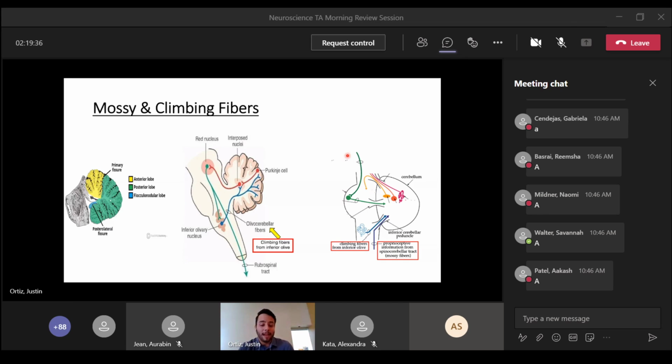The only thing that's climbing fibers is when it comes from the inferior olive. So when there's a signal from the inferior olive to the cerebellum, it's via these climbing fibers. When it's via the spinal cord, for example, it's these mossy fibers. And you're probably thinking, what are mossy fibers? That makes sense. Signals from the inferior olive are climbing fibers. Everything else is mossy. But what do they do? That's a valid question, and I'll tell you on the next slide.